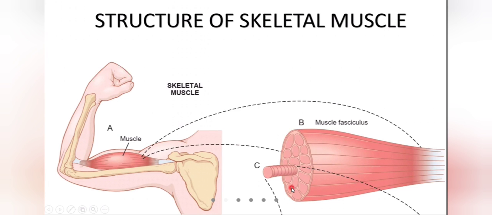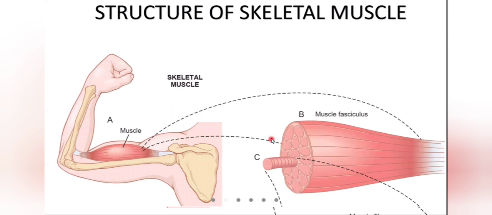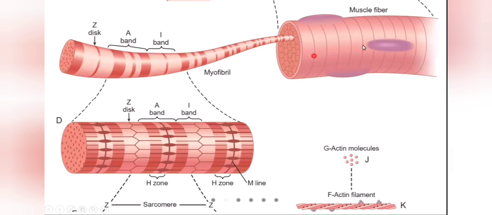So what are these fibers called? That's what you have to see. This fiber is called the muscle fiber. This muscle fiber in turn again contains many smaller fibers, that is called myofibril. So that is called myofibril.